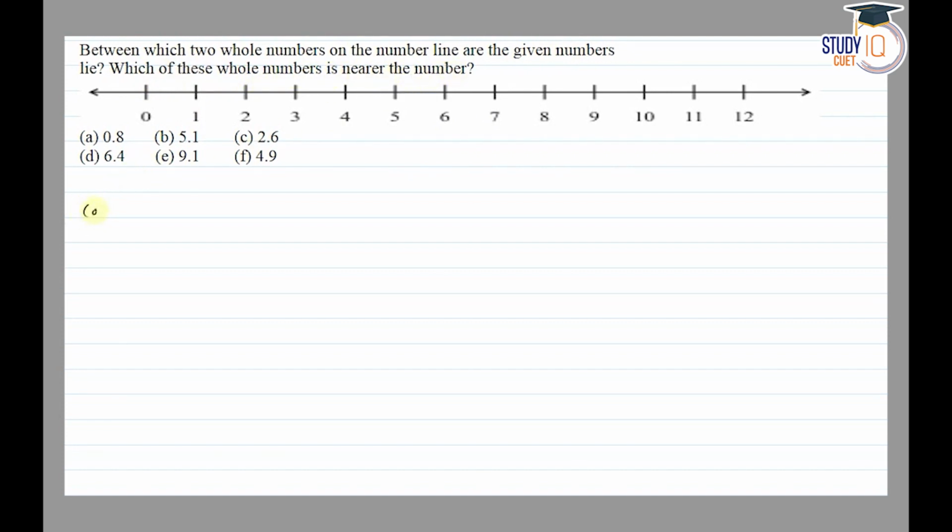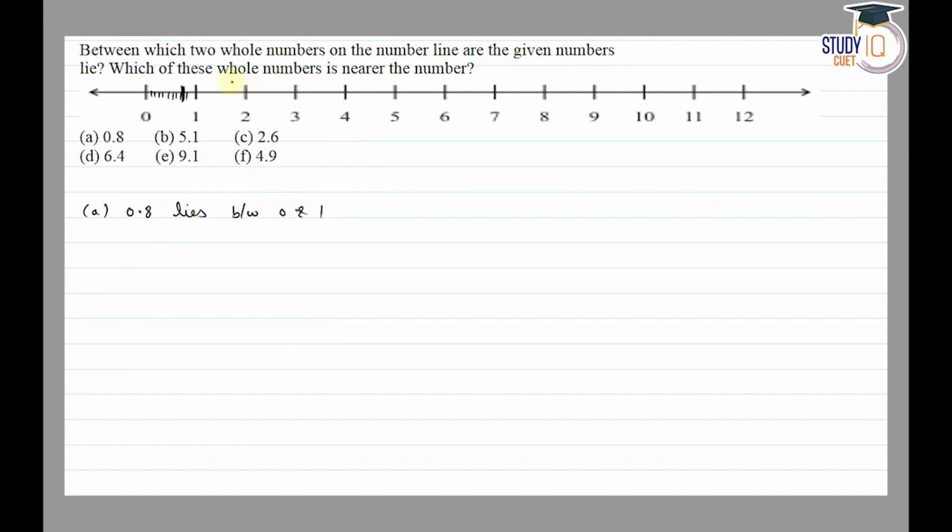Part A is 0.8. So 0.8 means each whole will be divided into 10 parts. So 0.8 will lie somewhere here. Between which two whole numbers? 0 and 1. So 0.8 lies between 0 and 1.